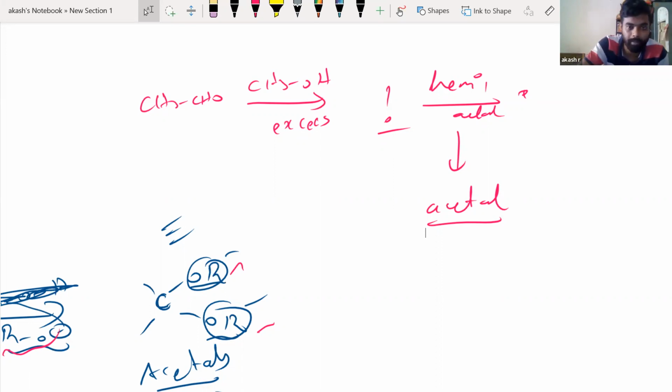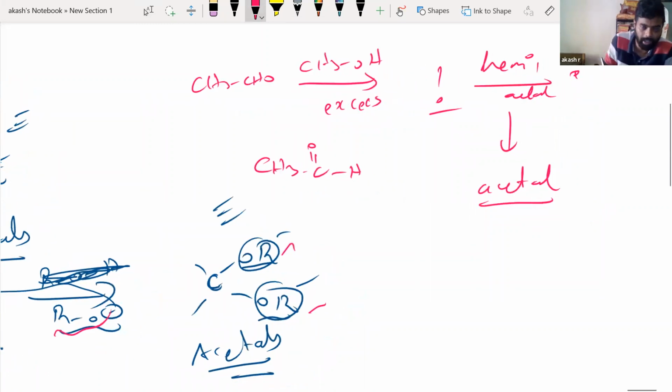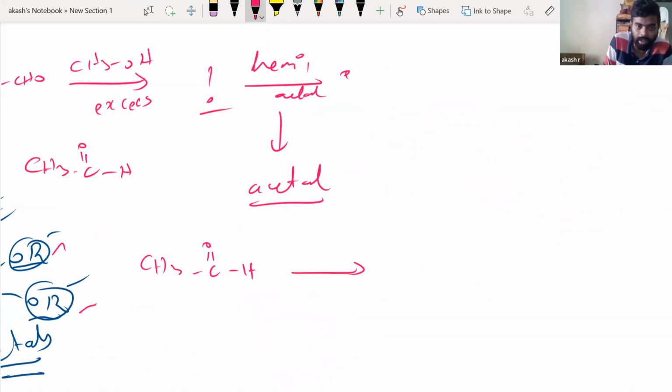Maybe this one I help you with, the next one you do. So people, what we have here is CH3, C double bond O and an H. Let me write it down. CH3, C double bond O with an H. Now what is coming is the alcohol, CH3OH. Now we have the lone pair on oxygen that is going to come and attack the carbon, and this bond breaks. So what are we going to have?